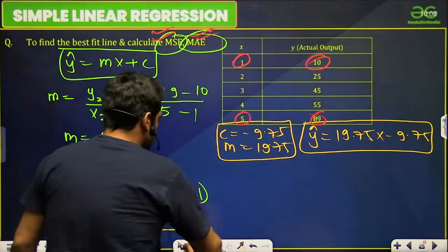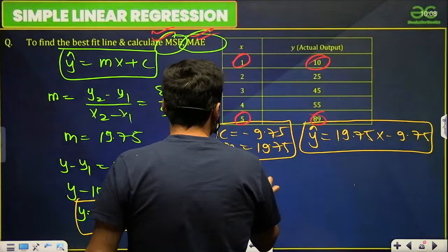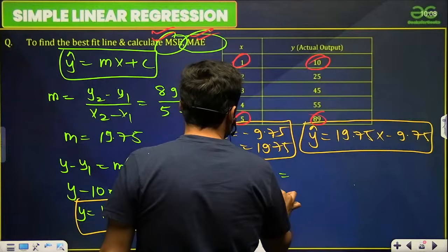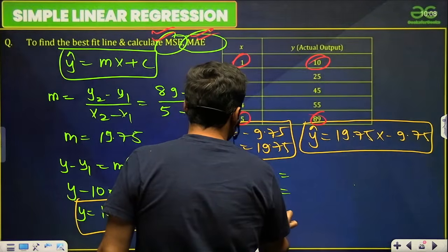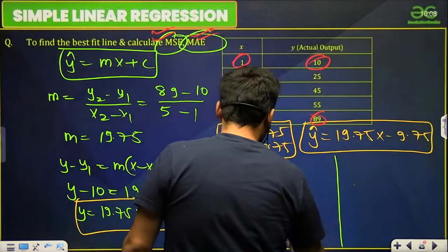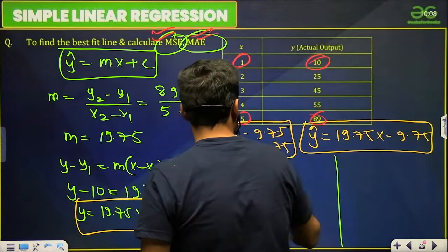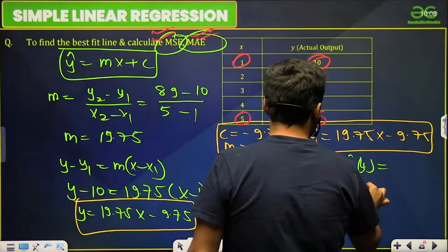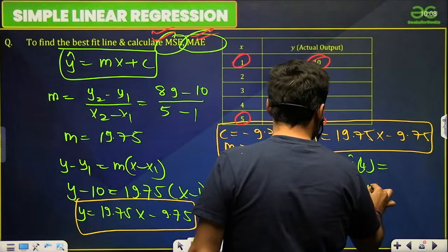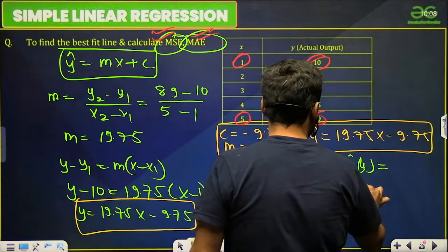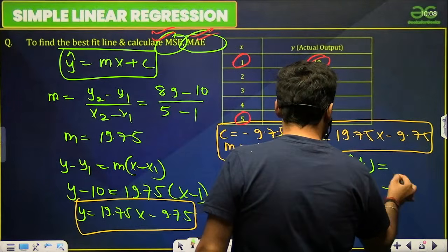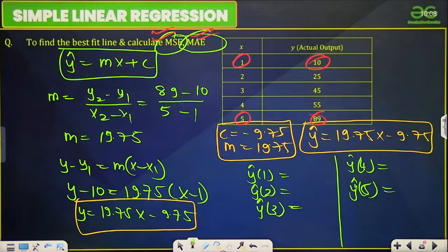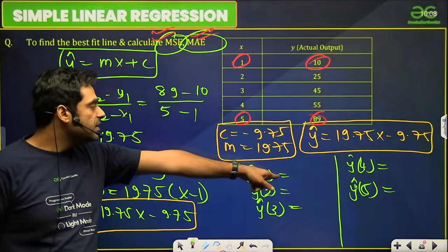Now I just want you to calculate what is y hat 1, the value of y hat 2, y hat 3, then the value of y hat 4, and the value of y hat 5. I can just put each and every value in this equation, right?